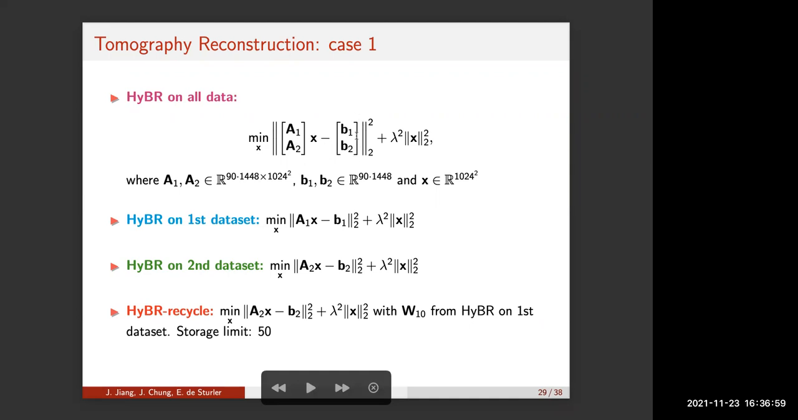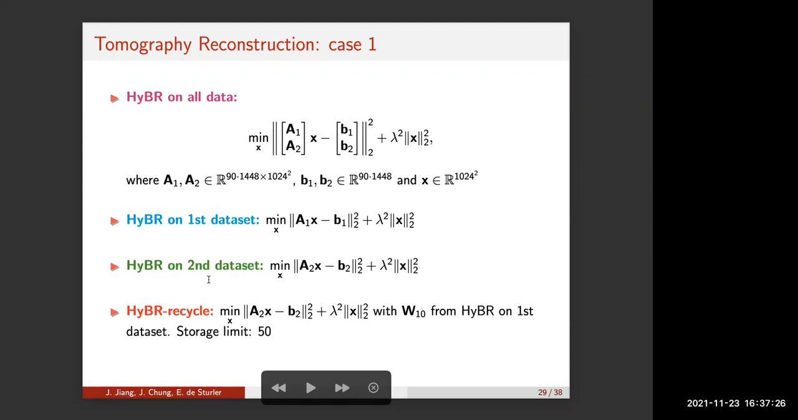They solve these two sub-problems separately, and then they average the solutions to get the solution of this problem. So that's an alternative way for people to solve a large practical problem. But here we introduce this hybrid method with recycling, which means we can solve the first sub-problem using the original hybrid method.